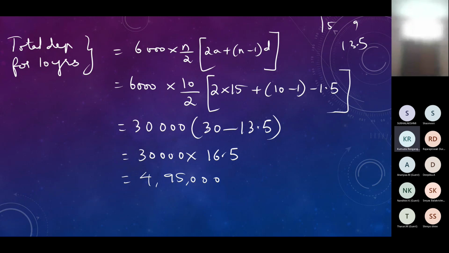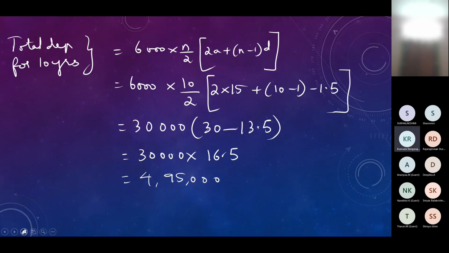Are you both listening, Ananya and Rajeshwari, or are you working the sums ahead? No, I'm listening. What about Rajeshwari? Listening now. Okay, thank you.